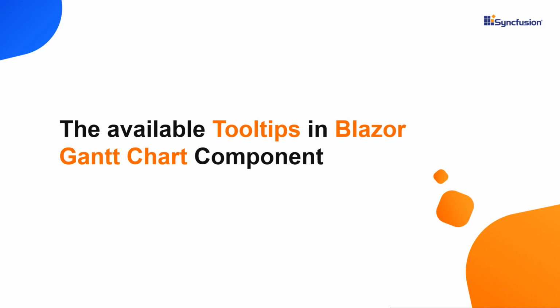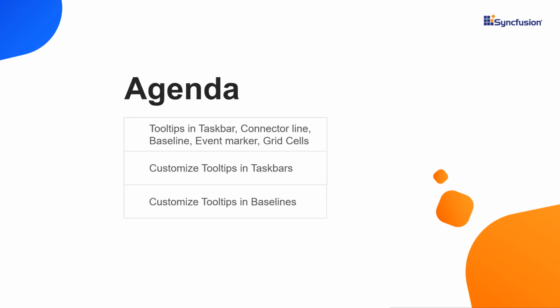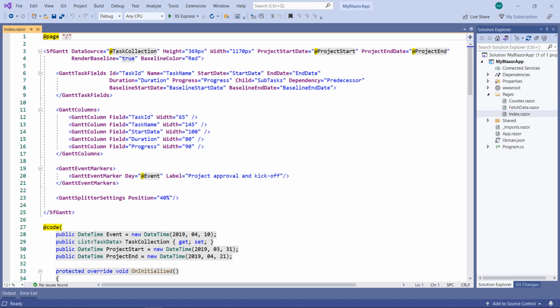Hi everyone, welcome to this video on the available tooltips in Syncfusion Blazor Gantt chart component. In this video, I will show you the tooltips available in taskbar, connector line, baseline, event marker, and in the grid cells. Also, I will show you how to customize the tooltips in taskbars and baselines using templates. Let's dive right in. I am using an existing Blazor WebAssembly app.